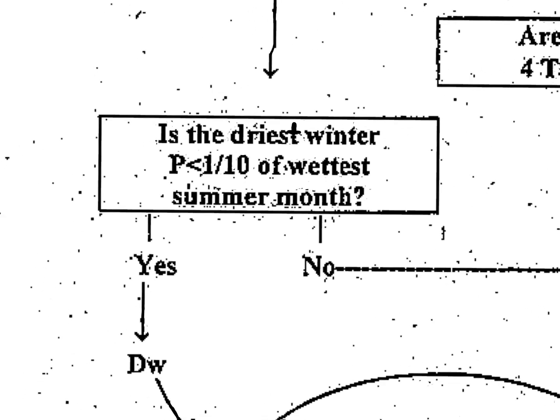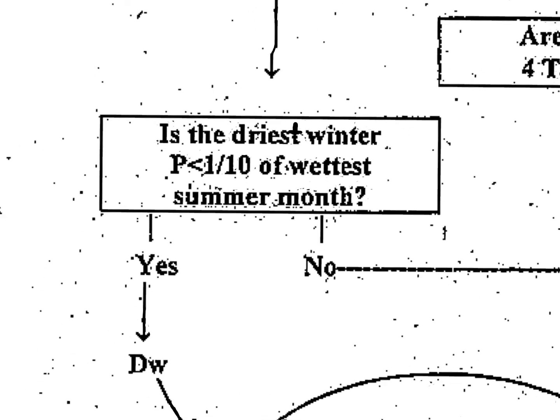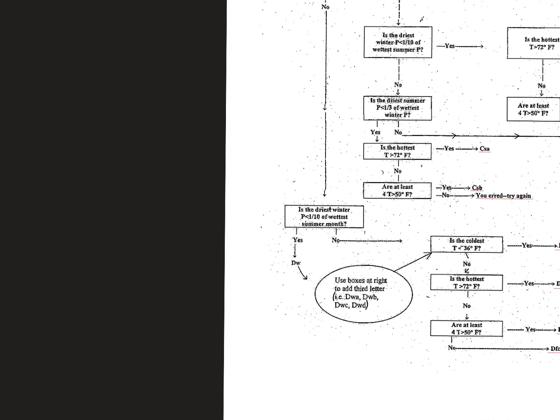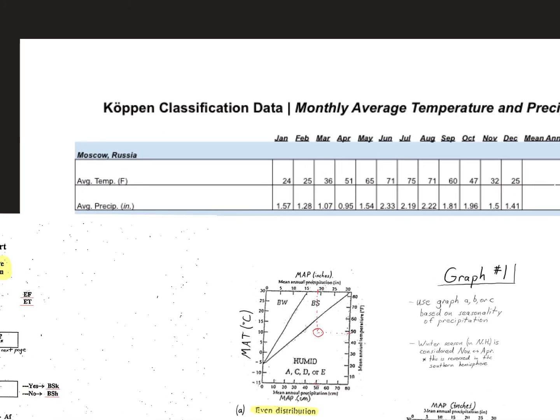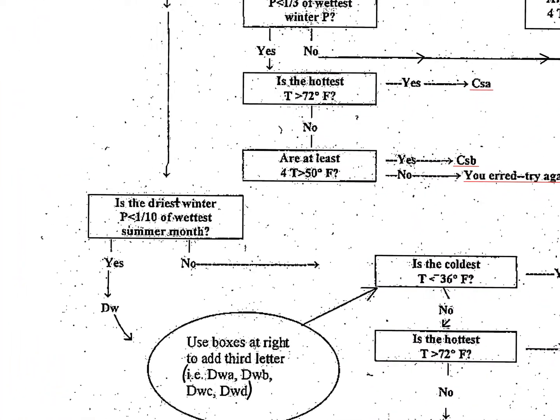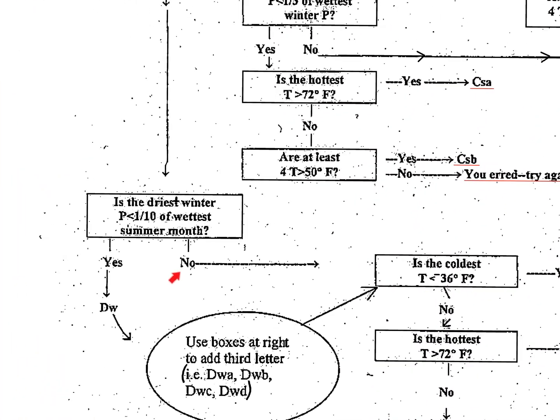Now this one takes a little bit of thinking. Is the driest winter precipitation less than 1/10 of the wettest summer month? So let's take a look at our data to see if we can make sense of what that's asking about. We have to identify this, so our driest winter month is going to be April at 0.95. Is that less than 1/10 of the wettest summer month? Our wettest summer month is June. So is 0.95 less than 1/10 of 2.33? No. So here we are again answering no to our flowchart question. Is the driest winter precipitation less than 1/10 of the wettest summer month? And we would have to say no.